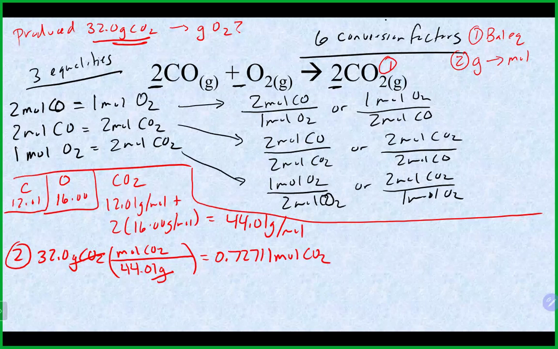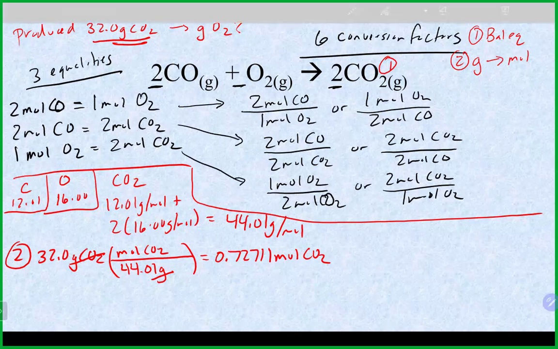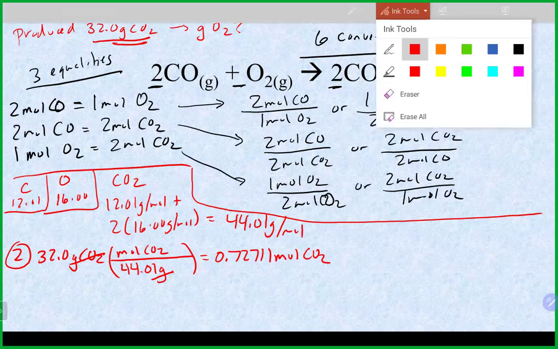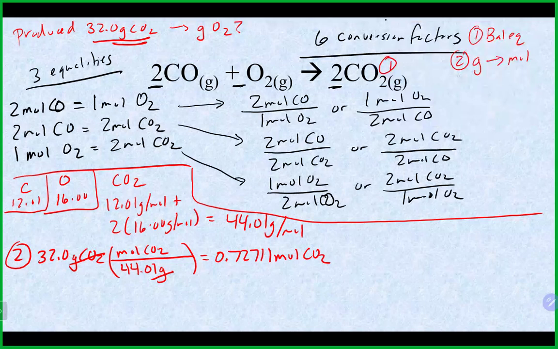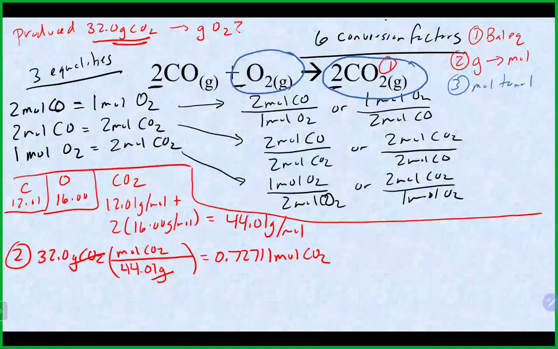Now, if we look at our equation, the third step that we want to do is really the stoichiometry step. So this is the mole to mole relationship. So what two things should you be interested in? Well, in this case, I'm interested in the CO2 because that is what was given to me. And clearly I'm looking for O2, so that is the other thing I'm interested in.